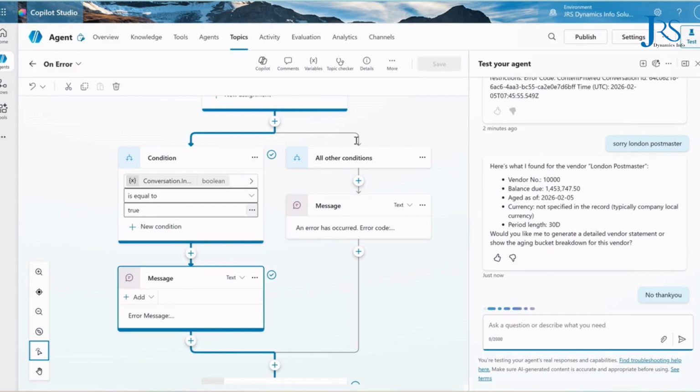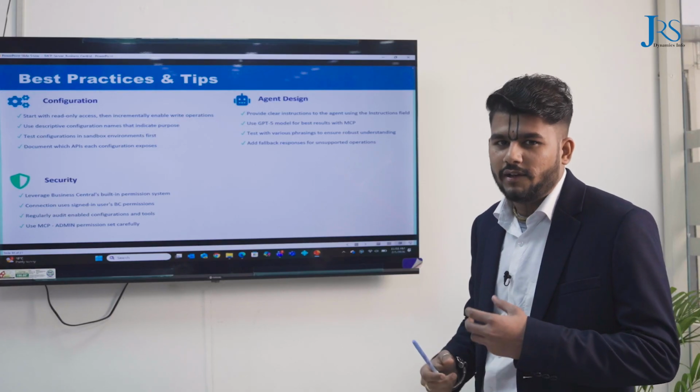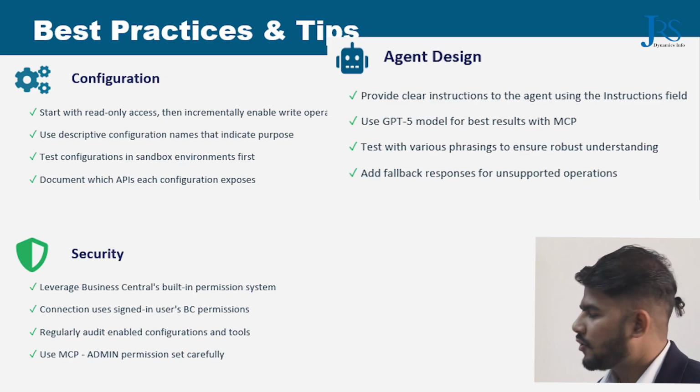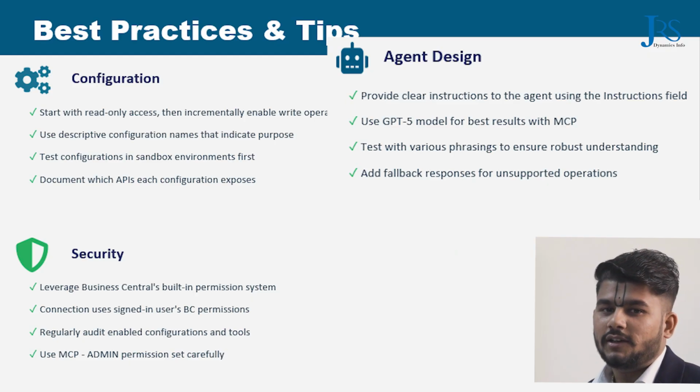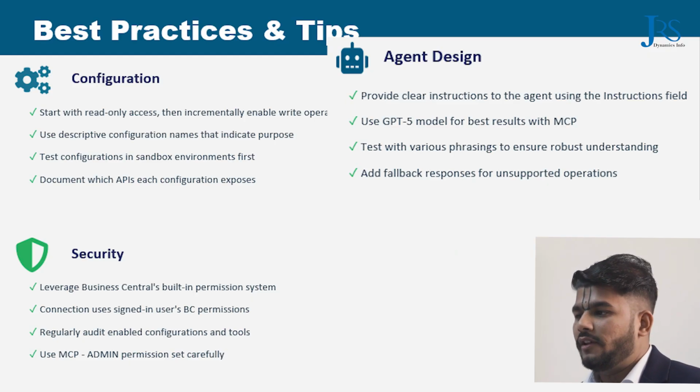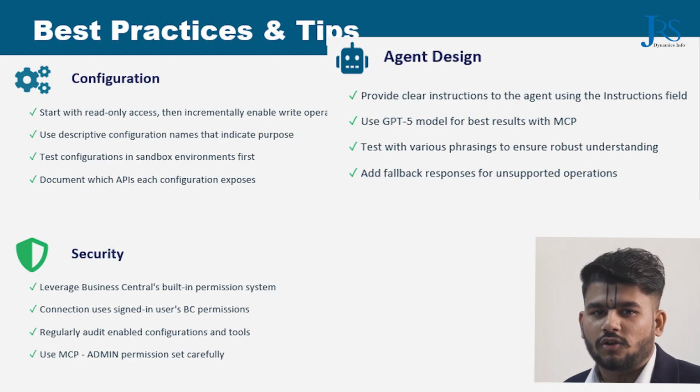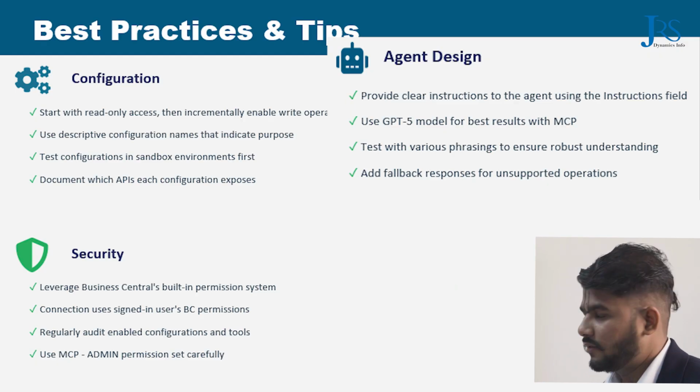You should obviously test your agent before giving it to live or UAT. You should have all the combinations of prompts that anyone can ask for that particular question. And then add the fallback response. Suppose a user requests something that your agent is not handling, it should have a fallback response saying we are not handling this, or it is not supported, otherwise an exception can occur.